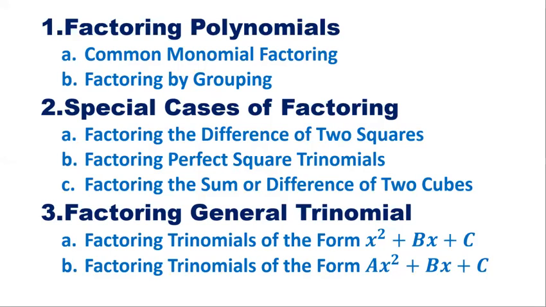Fourth, factoring perfect square trinomials. Fifth, factoring the sum or difference of two cubes. Sixth, factoring trinomials of the form x squared plus bx plus c. And last, the seventh method, we have factoring trinomials of the form ax squared plus bx plus c. But in this video, we will first discuss the common monomial factoring.